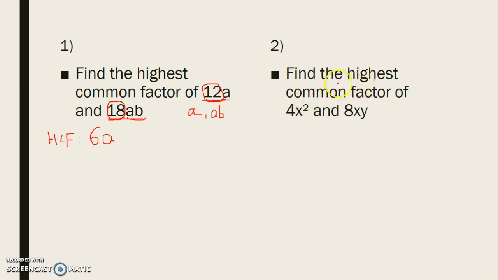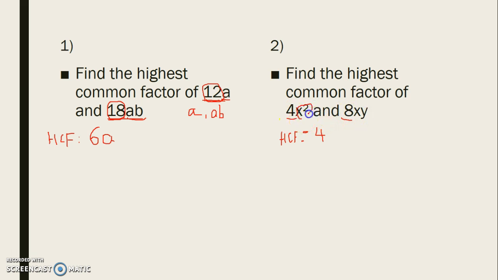For example 2, let's find the highest common factor of 4x squared and 8xy. HCF. Let's look at 4 and 8, both of the coefficients of these terms. The highest common factor in this example is 4, because it can go evenly into 4 and the 8.